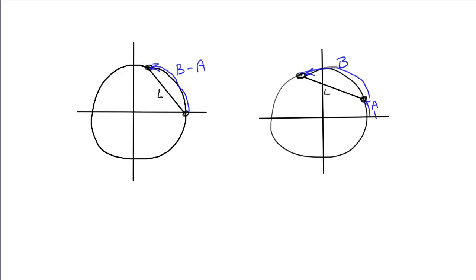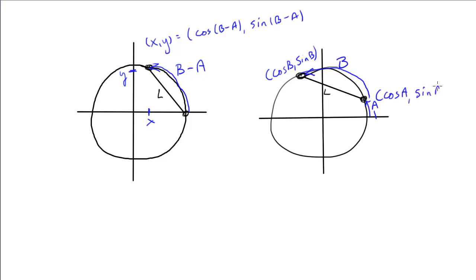Use the definition of sine and cosine to extract the coordinates of the point. So this point has coordinates cosine B minus A, sine B minus A. Similarly, these 2 points have the same sine cosine definitions. And this point is fixed.